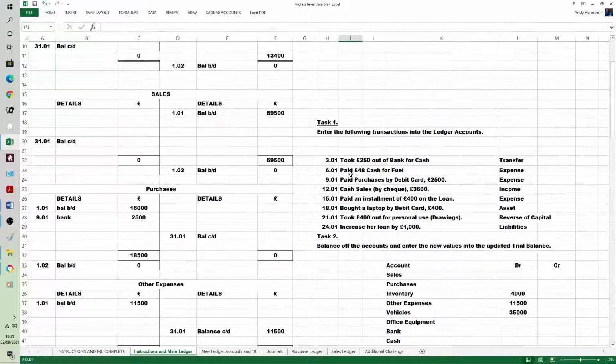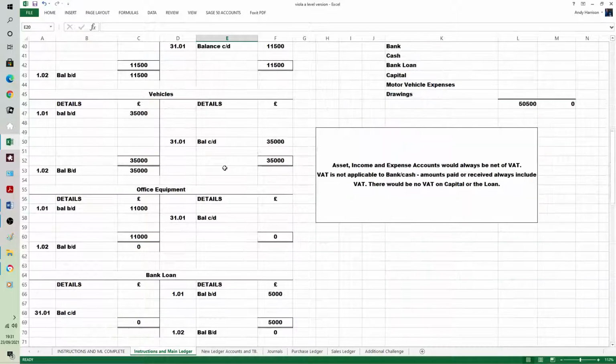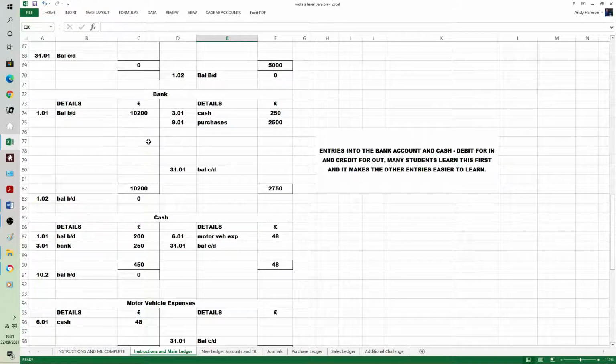And then we've got our first sale. So sales are always credit entries, usually one that students remember, not normally a problem. And again the bank, because it's a cheque we've got, that means the money's coming into our bank account. Debit bank, credit sales.